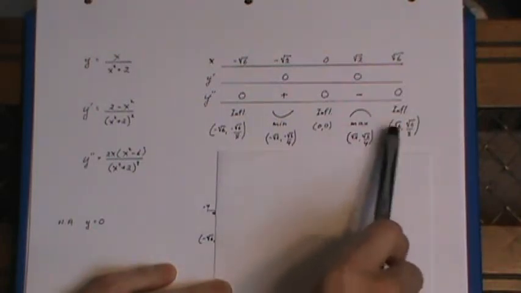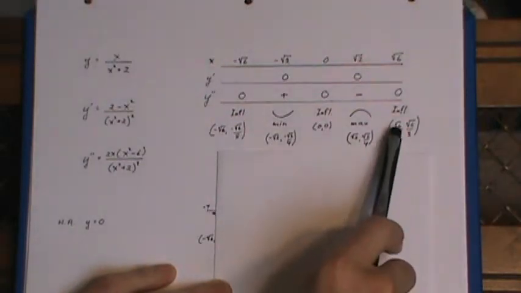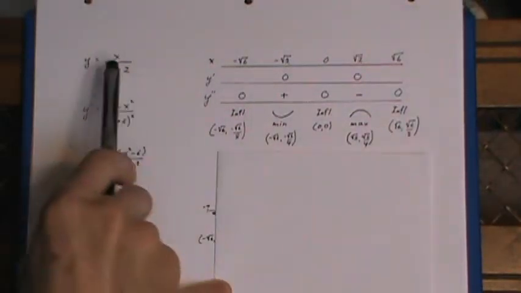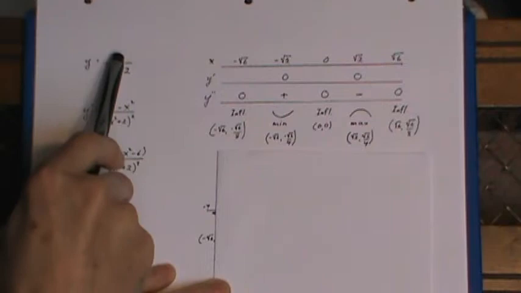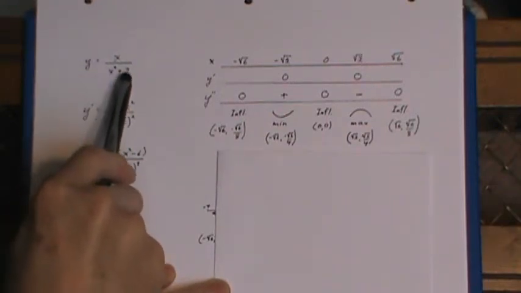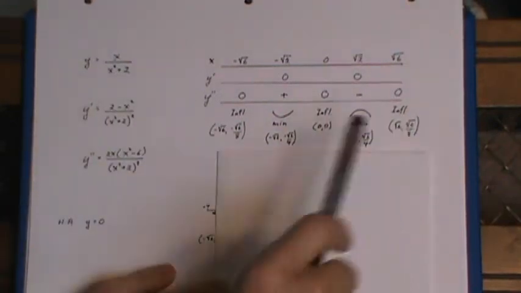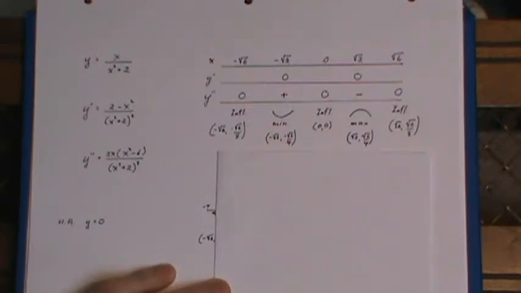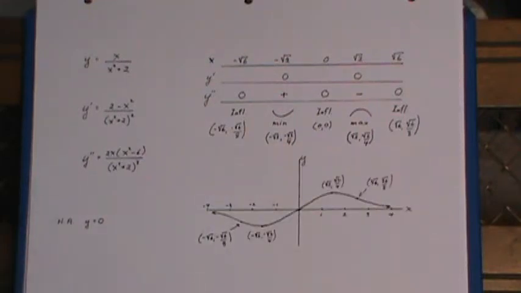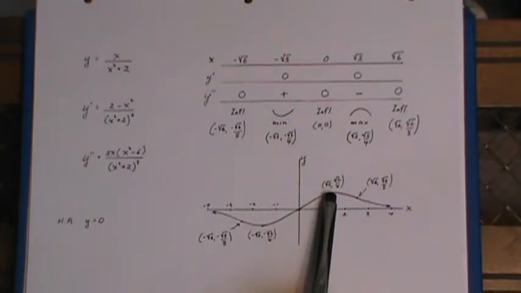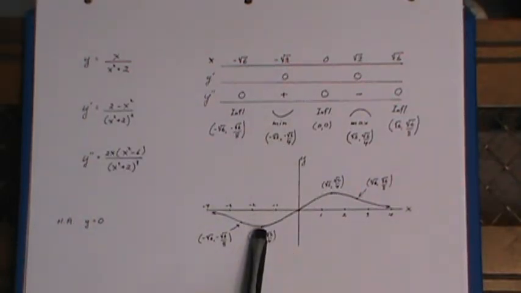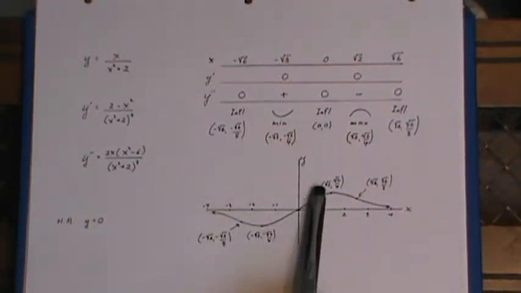They're not that bad to figure out the y value because, for example, if you put √6 in here, you get √6 over 6 plus 2, which is just √6 over 8. And I guess you could convert these into decimals to get an idea of what's going on here. But putting it all together, this is what this graph would look like. The maximum is here, the minimum is here, and of course we have a point of inflection between them.